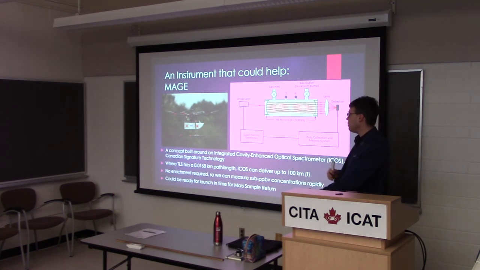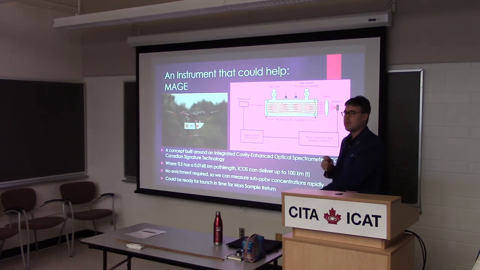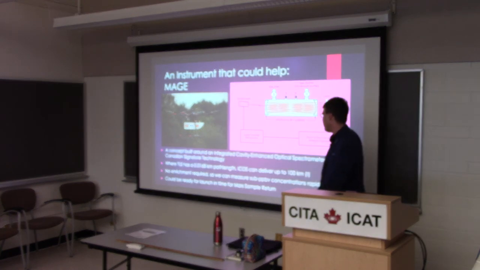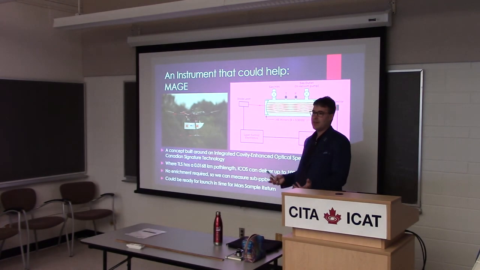We had 16.8 meters for TLS. ICOS gets 100 kilometers. There's no need to do the enrichment, and you can measure things very, very rapidly. When I talked to the engineers about this the first time, I told them, I'm getting two measurements a year. How do I constrain a diurnal cycle with two measurements a year? It's got to be faster.